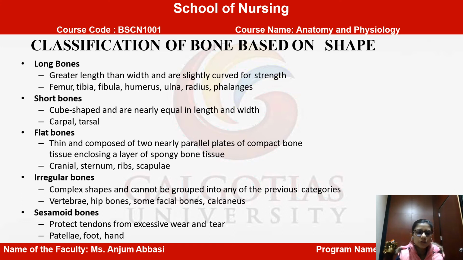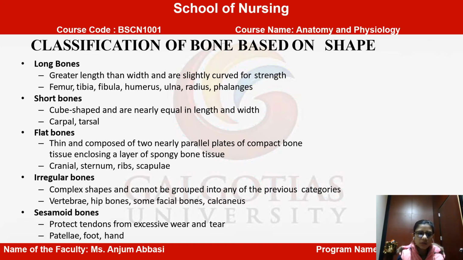Next is short bones. Short bones are cube shaped and are nearly equal in length and width. Example, carpal and tarsal bone. Third one is flat bones. They are thin and composed of two nearly parallel plates of compact bone tissue enclosing a layer of spongy bone tissue. These all are flat bone. Example, cranial, sternum, ribs, and scapula.